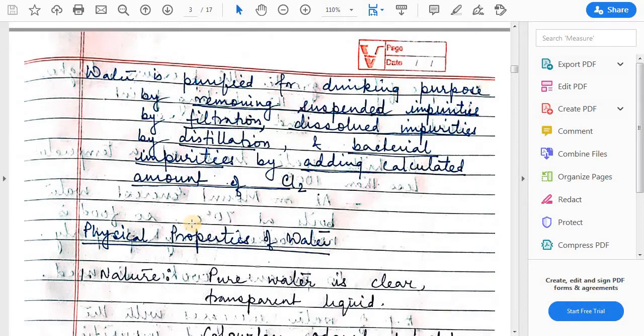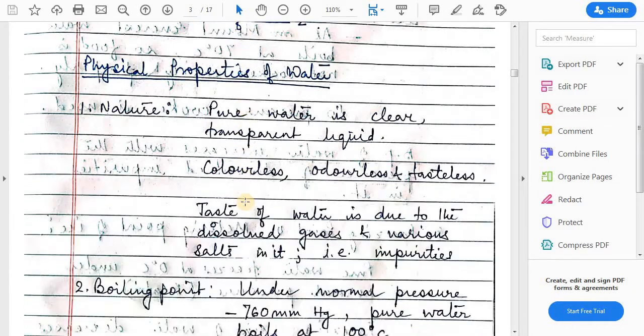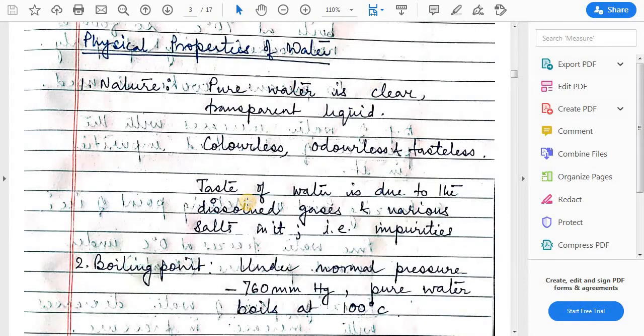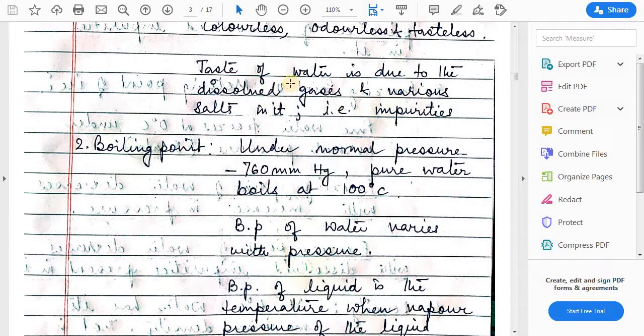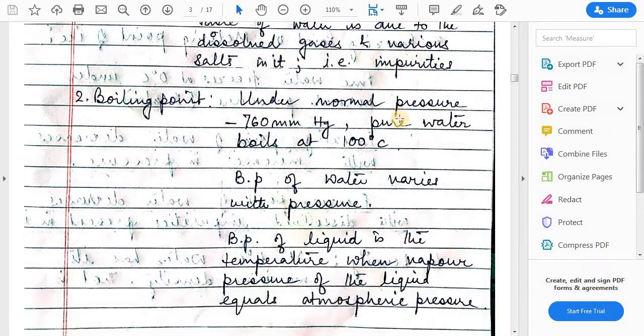Now this is purified for drinking purposes by removing suspended impurities by filtration, dissolved impurities by distillation, and bacterial impurities by adding a calculated amount of chlorine. Now come to the physical properties of water. Pure water is a clear, transparent liquid, generally colorless, odorless and tasteless. The taste of water is due to the dissolved gases and various salts in it, that is, impurities.